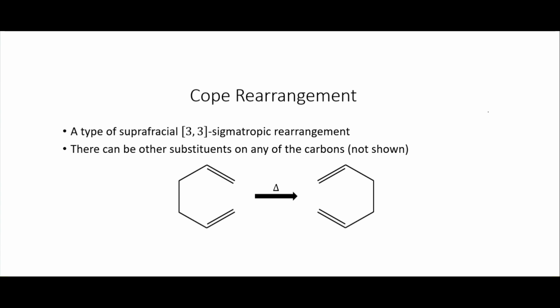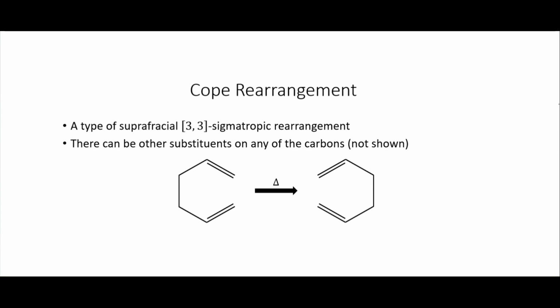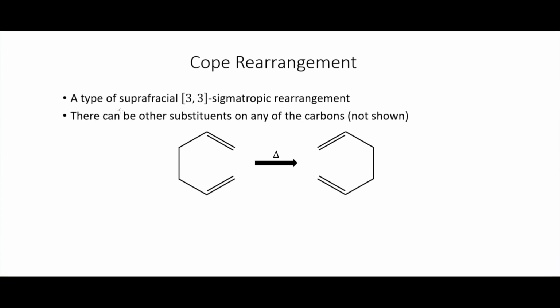If we look at the Cope rearrangement, this is the one that is between the carbon and carbon. This is a suprafacial 3-3 sigmatropic rearrangement, and there can be other substituents on these carbons. The most generic looking version of it looks like this, where we are just going back and forth between these two things. If we don't have any substituents on it, then this is not going to favor one or the other of these two molecules because they're both just the same molecule.